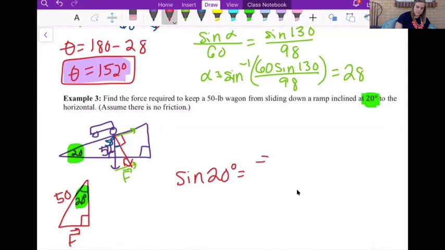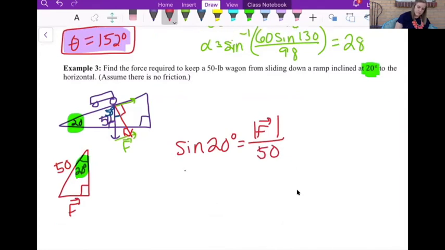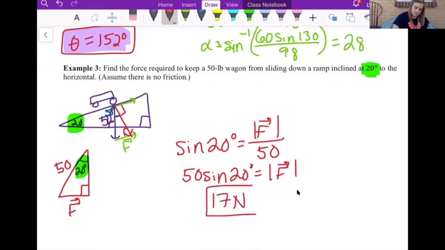And so then we get that sine of 20 degrees is equal to the magnitude of our force over 50. And so then 50 sine of 20 degrees equals the magnitude of our force. And so then we get that our force is equal to 17 newtons. So I probably should have also said this, but your calculator should be in degree mode for all of this.